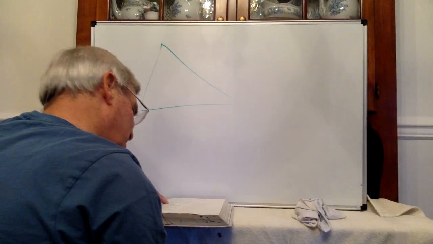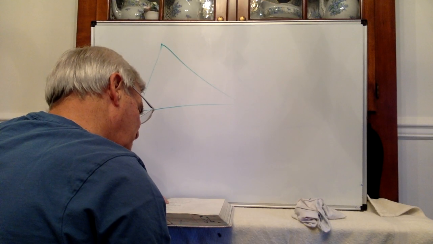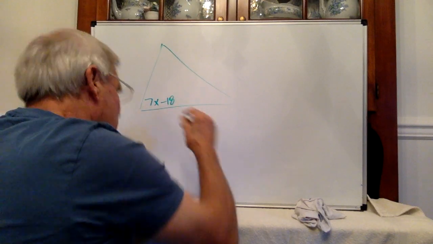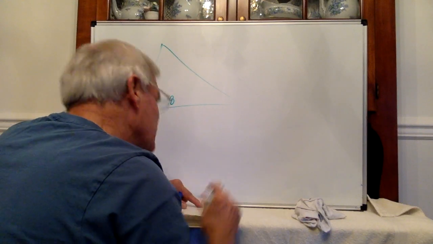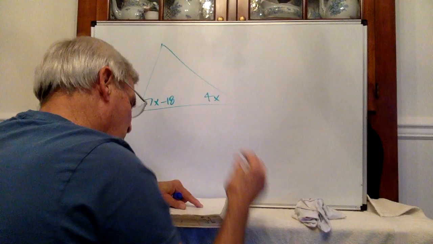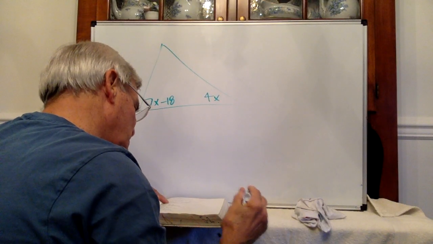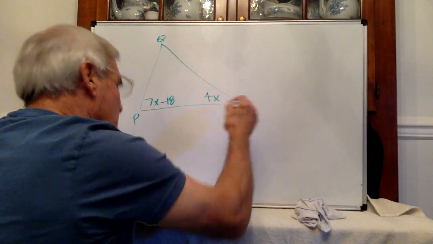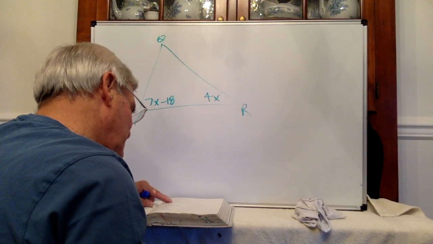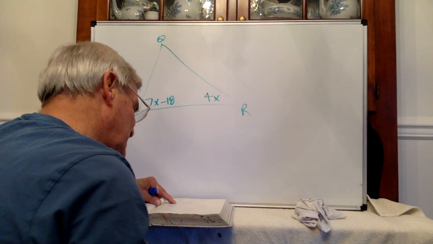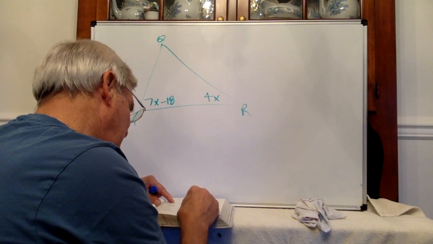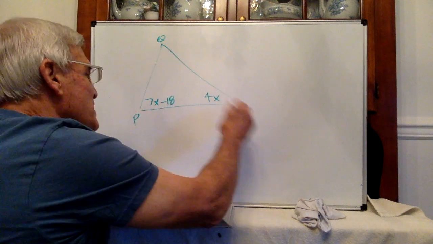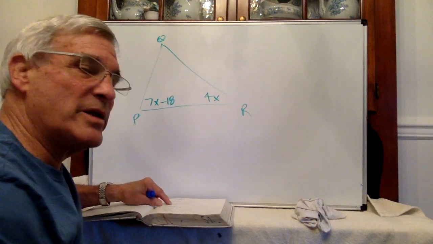They told you that this angle is 7x minus 18, and this angle is 4x. And they told you this is PQR, and that the measure of P plus the measure of R is less than 180, and that PQ is less than QR. So I know two things.